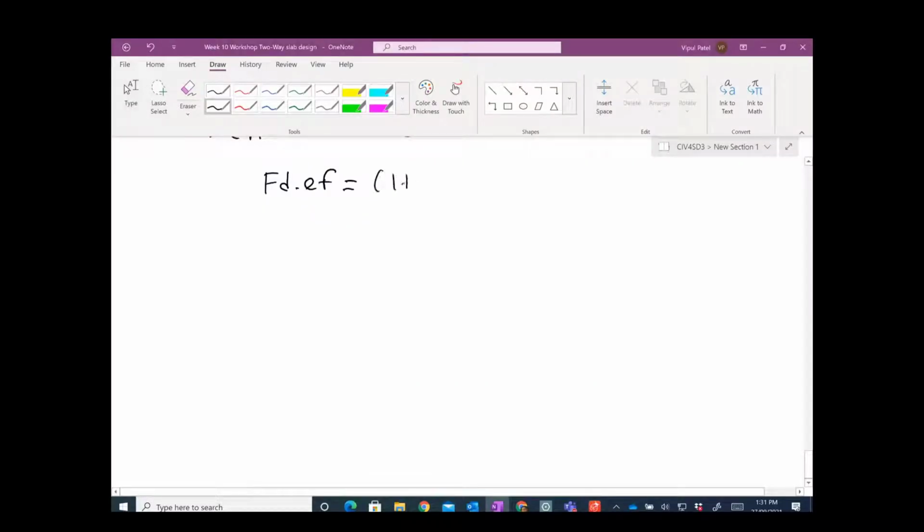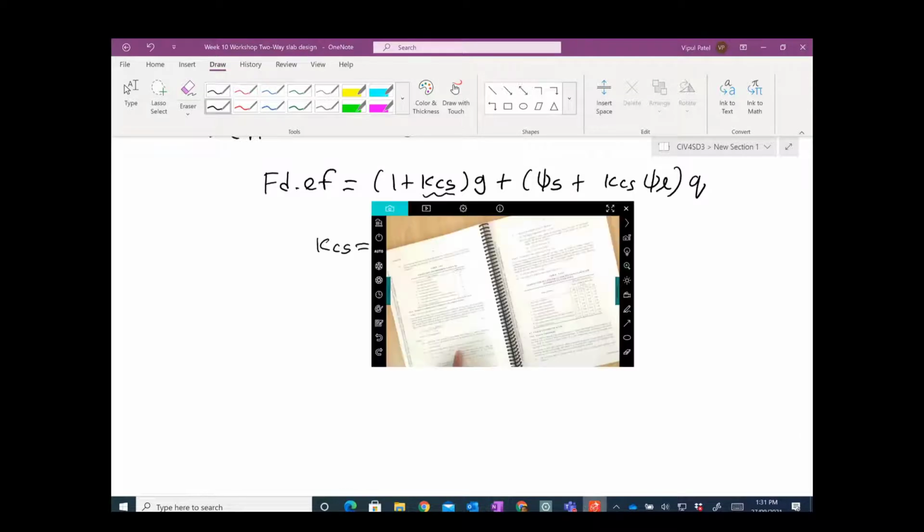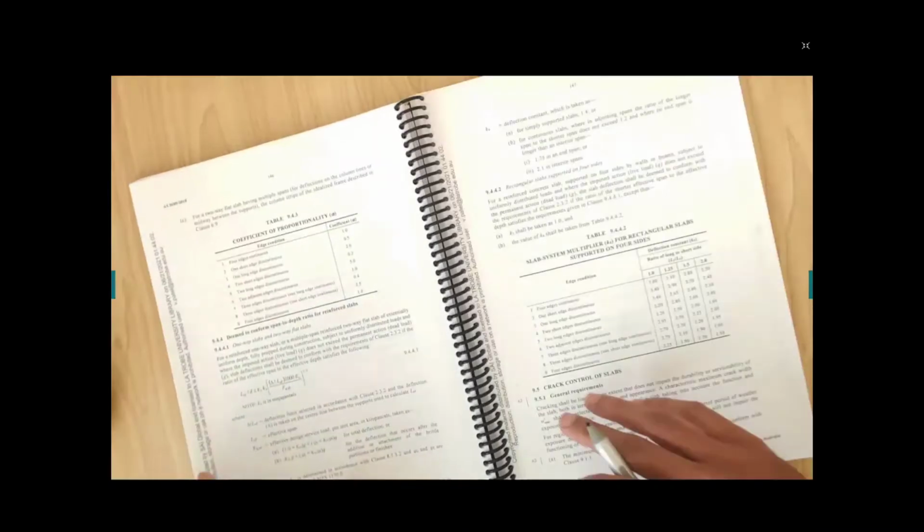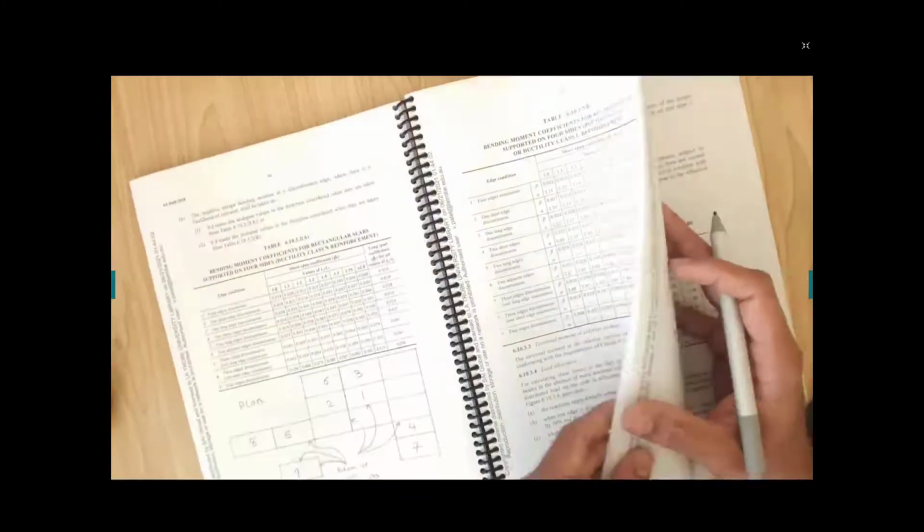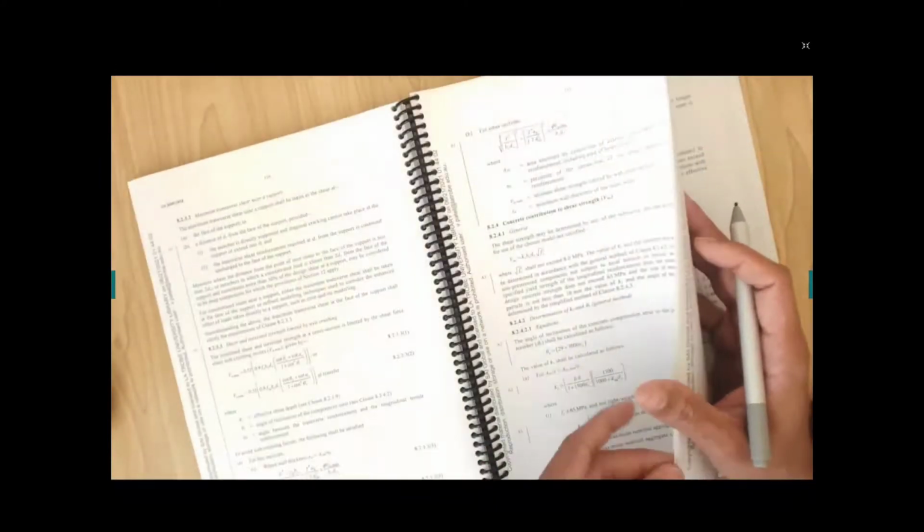As this one: 1 plus k_cs psi_s, the short-term deflection factor, plus k_cs, the long-term deflection, and the live load, right? So that is the equation I just copied from that one. Now k_cs, which is the creep and shrinkage factor, that equation we are going to take from, I think, the beam sections. I think we did this one in the one-way slab too.